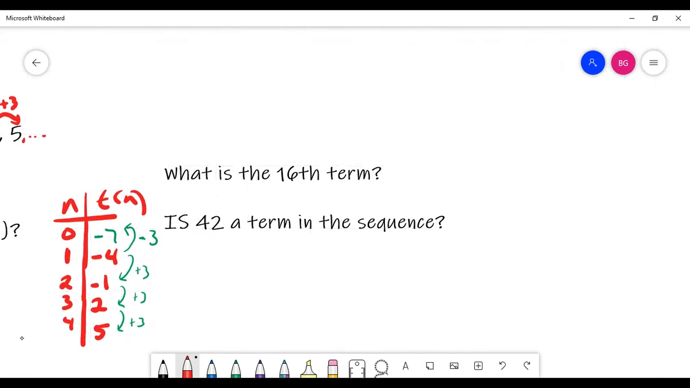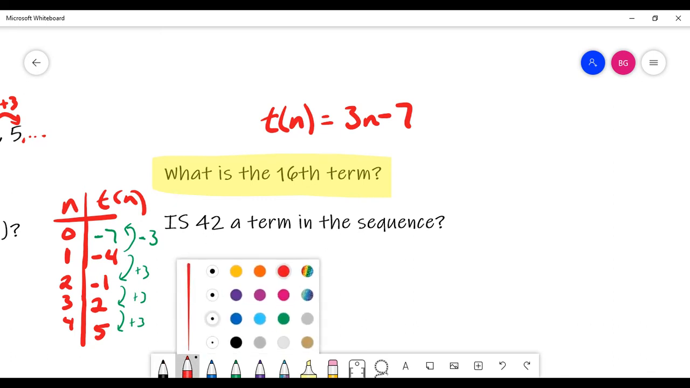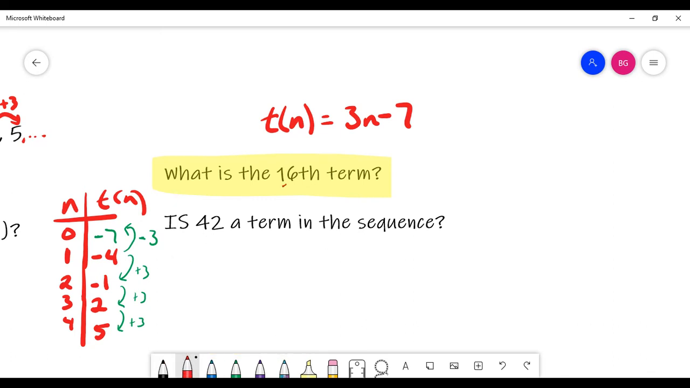All right, so we're going to use this equation now, and we're going to answer a couple of questions here. So I'm going to write the equation above. So we have t of n equals 3n minus 7. The first question I want us to answer is what is the 16th term? Which means we're looking for what number is in the 16th spot, which means 16 is our n value. That's what's going to go in for our n. So we know the term number in this case is 16. We're trying to figure out what the term is going to be.